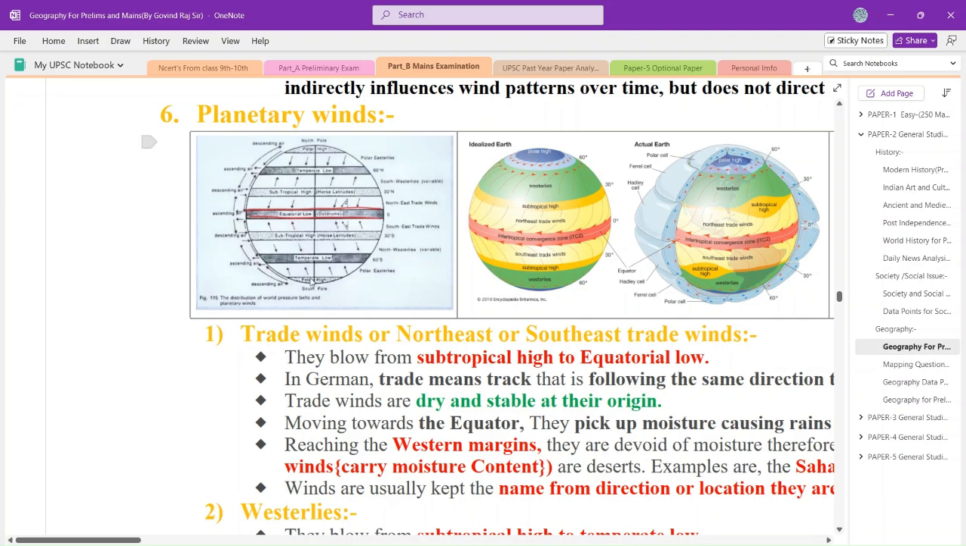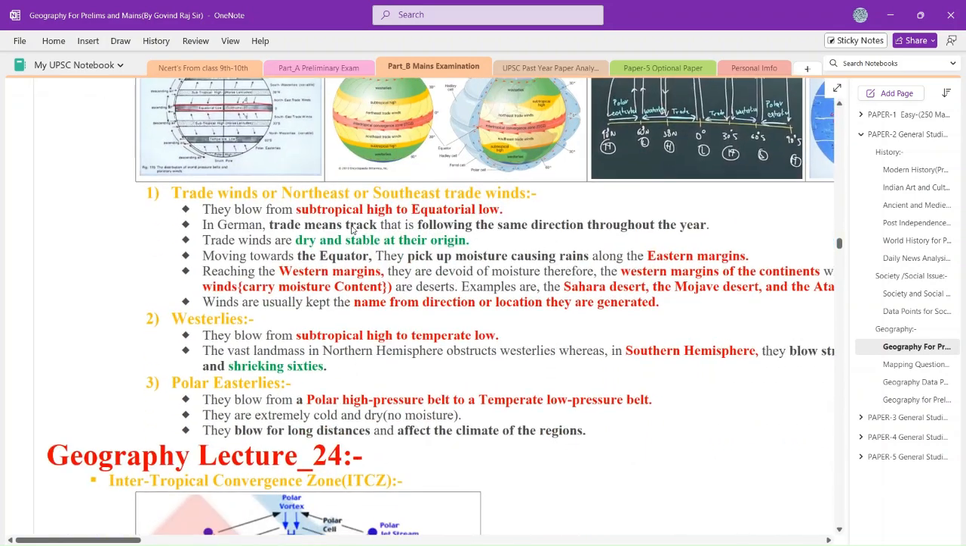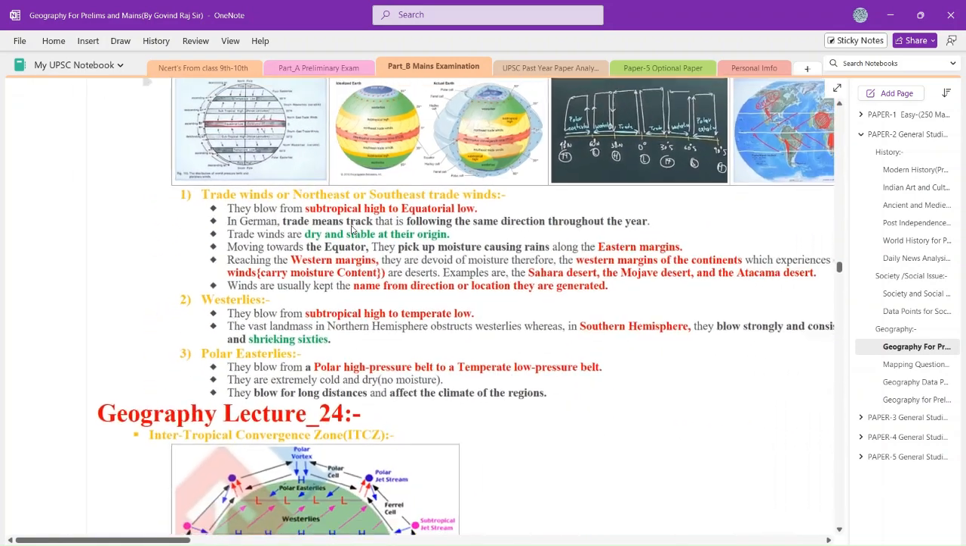This is east, this is south, so they appear to come from this direction, so southeast trade winds. Remember this: we usually name winds on the basis of the direction from which they are coming. So winds that are coming from 30 to 0 north are called northeast trade winds, and winds coming from 30 degrees south to 0 are called southeast trade winds, or simply trade winds. Rest is given here, you can go through that.